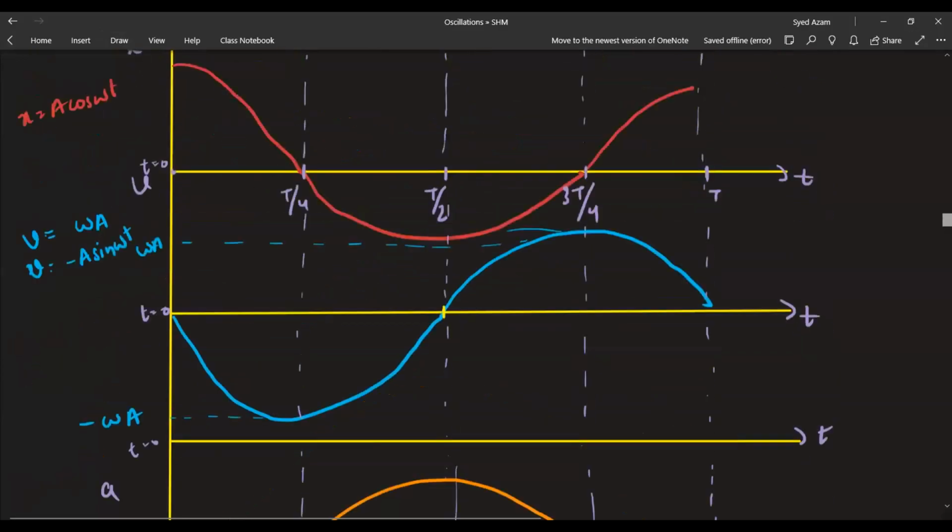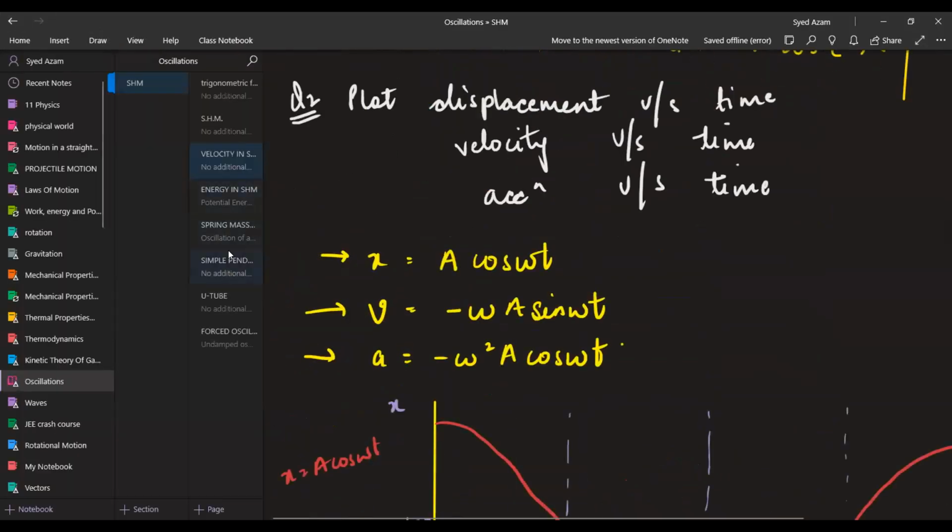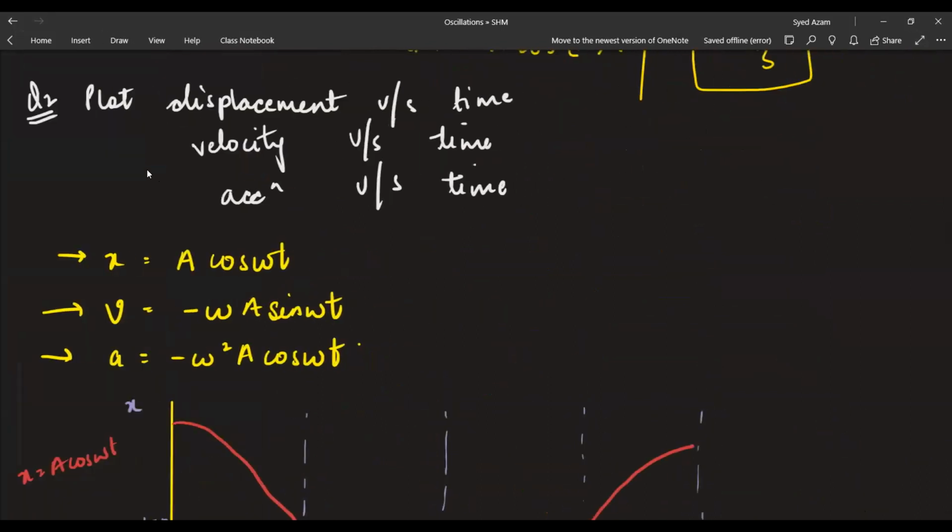So this graph you should know. Please write down this graph. Then I'll start with energy. When the energy equations are left, then two systems you have, spring and pendulum. Let us complete this chapter today. Please write this.